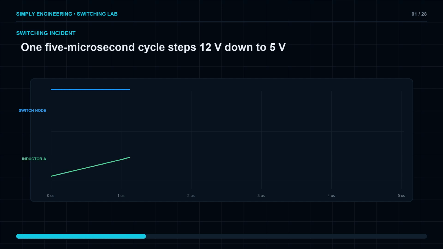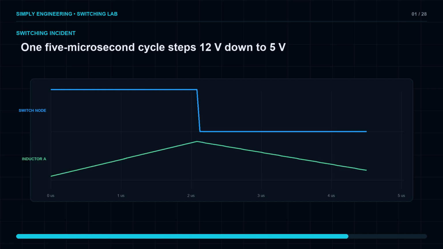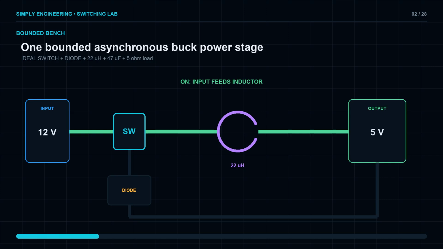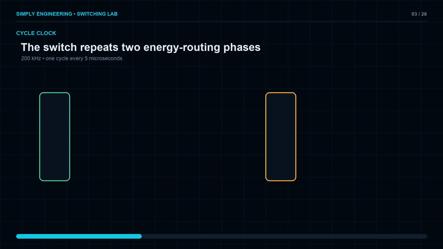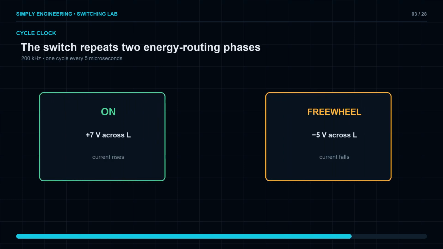This 5-microsecond cycle turns 12 volts into 5. The bench model uses one ideal switch, one diode, one inductor, and one capacitor. The switch repeats 2 phases at 200 kHz.